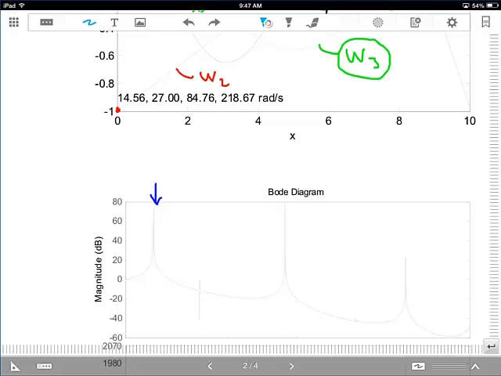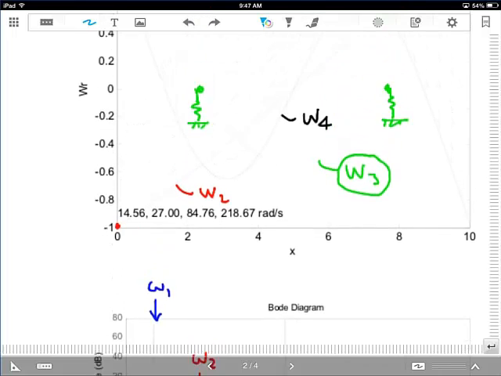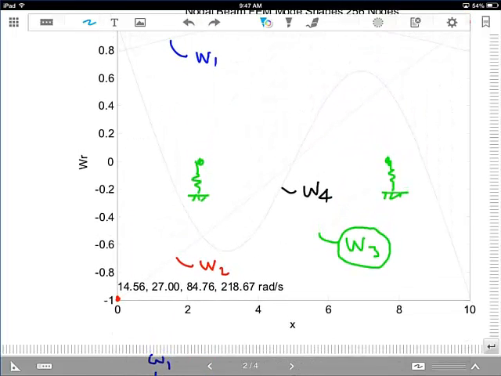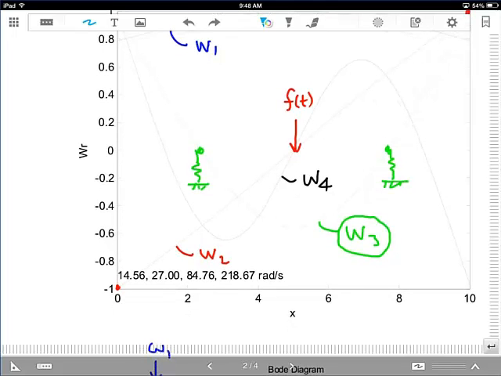Omega 1. And this is actually omega 2. Now why, you may ask, does omega 2 almost look like it's perfectly canceled? Well, remember our input to the system was a force at x equal L over 2. So our force actually was coming in right here. That's where f of t is being applied. And you'll notice that the second mode has 0 displacement at that location.